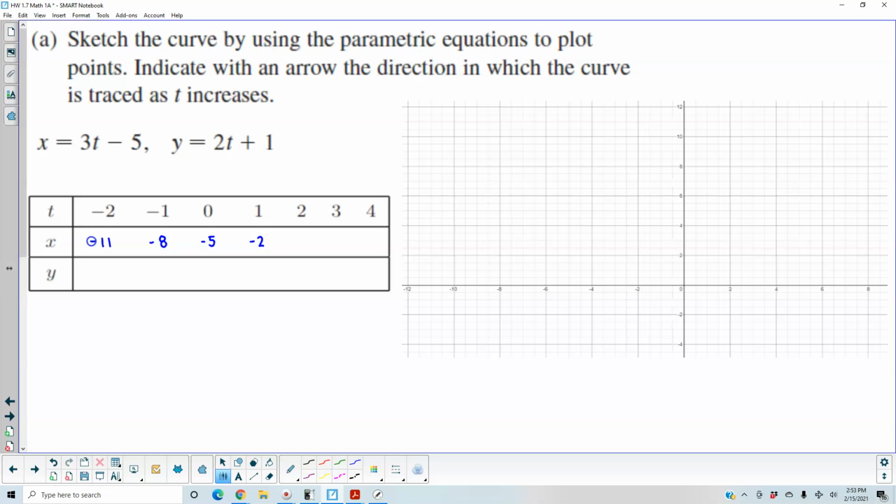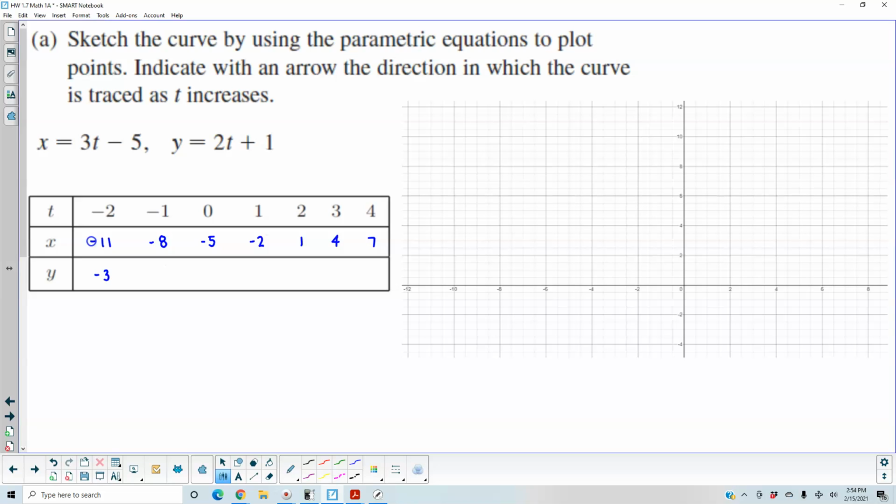3 times 2 is 6, minus 5 is 1. 3 times 3 is 9, 9 minus 5 is 4. 3 times 4 is 12, 12 minus 5 is 7. Let's plug it in for y. 2 times negative 2 is negative 4, plus 1 is negative 3.